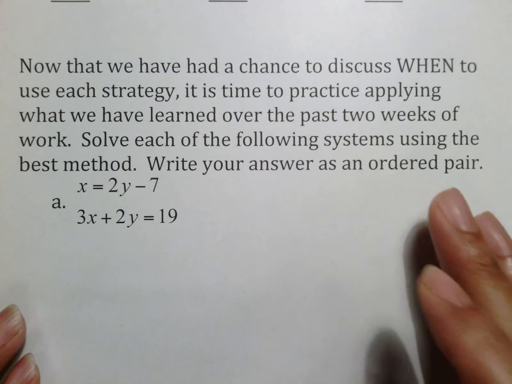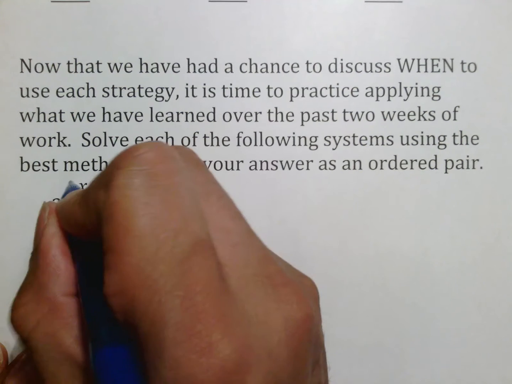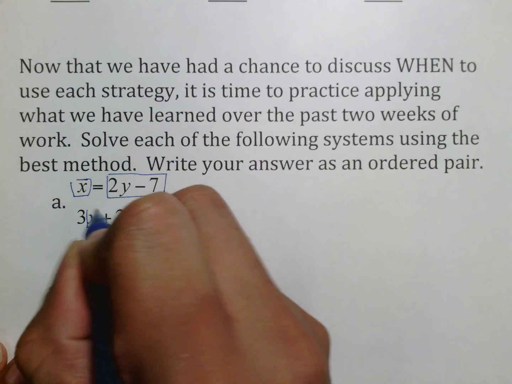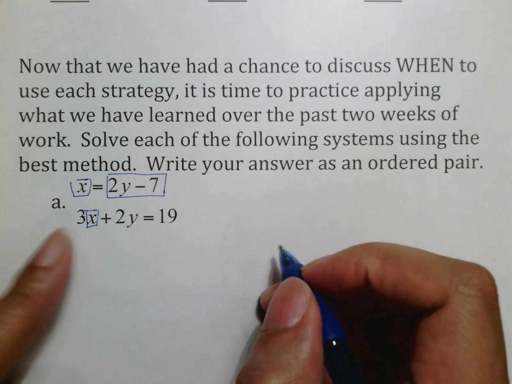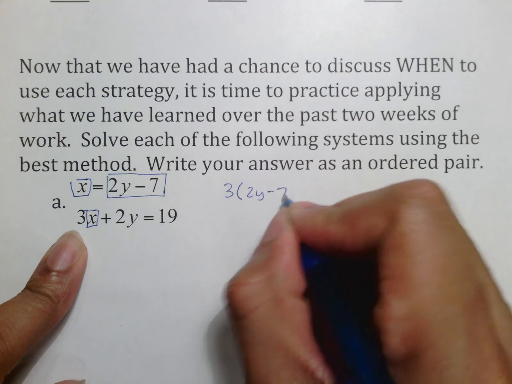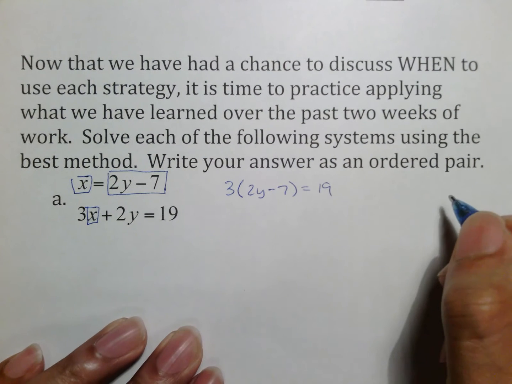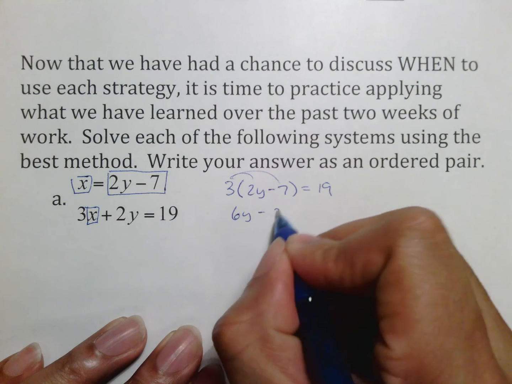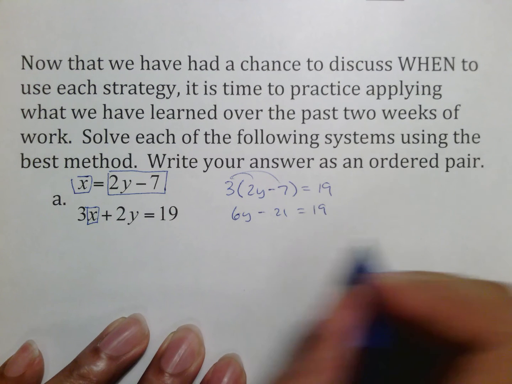So looking at A, the first thing again I look at is is there a variable all by itself. I see this x all by itself with x equals, so I put a box around the x, a box around the 2y minus 7, and a box around the other x. I then take this and substitute, so 3 parentheses 2y minus 7 equals 19. We then distribute this 3, so we get 6y minus 21 equals 19. From there it should be easy.